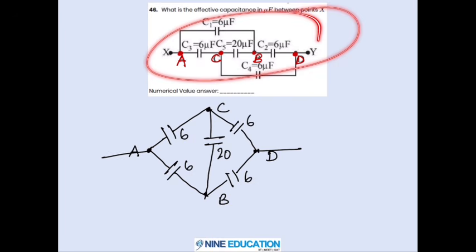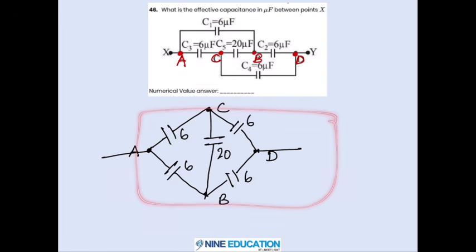This circuit looks complicated, but it is easy to solve, correct or not? You can easily see that this is a balanced Wheatstone bridge, just like in resistances, correct? Because of which you can just delete this capacitor. Now it is very simple.